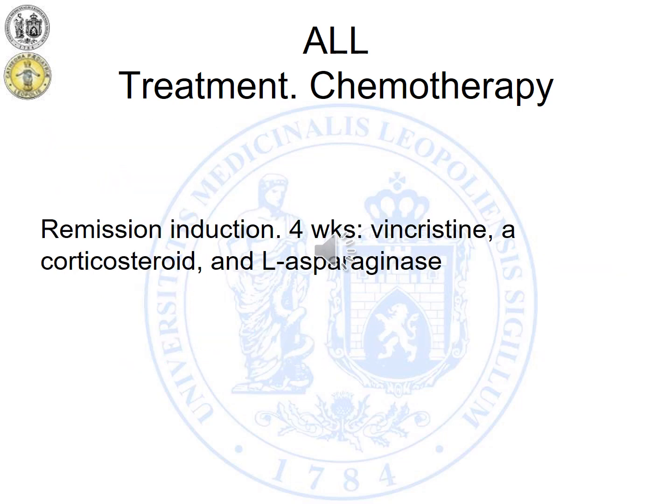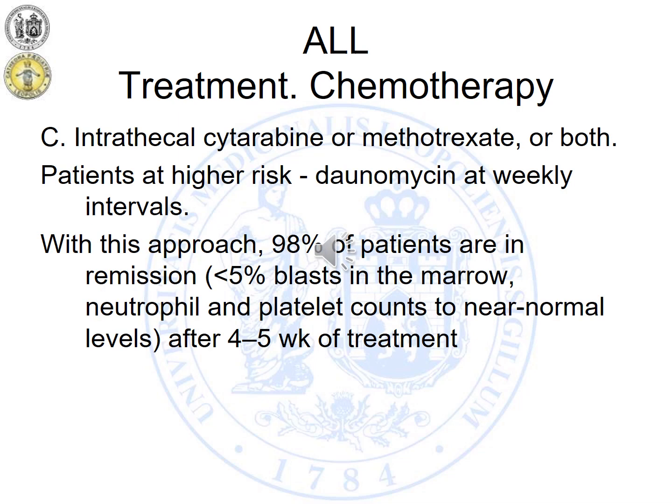Generally speaking, initial therapy is designed to eradicate the leukemic cells. It's called remission induction. During this phase, therapy usually is given for 4 weeks and consists of vincristine weekly, a corticosteroid such as dexamethasone or prednisone, and either repeated doses of native L-asparaginase or a single dose of a long-acting pegylated asparaginase preparation. Intrathecal cytarabine and methotrexate or both also can be given. Patients at higher risk also receive daunomycin at weekly intervals.